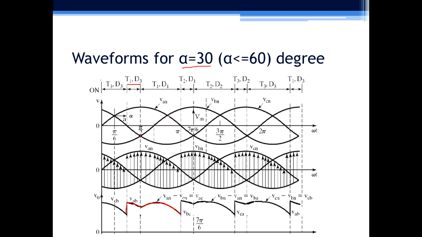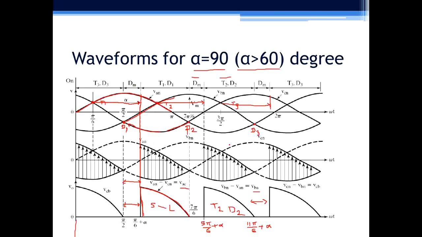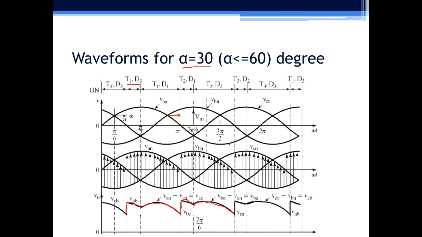Now at this angle, T2 is fired again, so T2 and D2 start conducting, then T2 and D2 conduct further. So here we can see that for alpha less than or equal to 60 degrees, we get continuous current and we get 6 pulses output. So there are two modes, continuous and discontinuous operation. This is discontinuous and this one is continuous mode operation. I would recommend you to go through the basics of the three-phase semi-converter from the power electronics course to understand these waveforms in more detail.